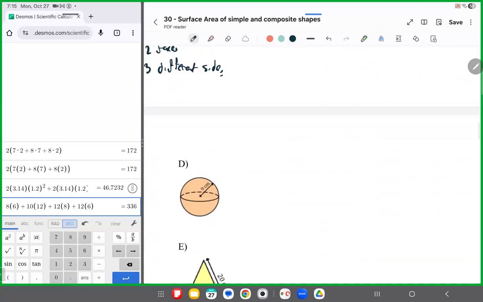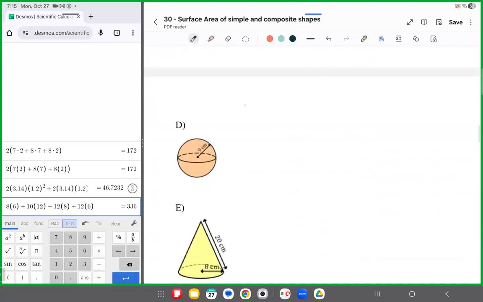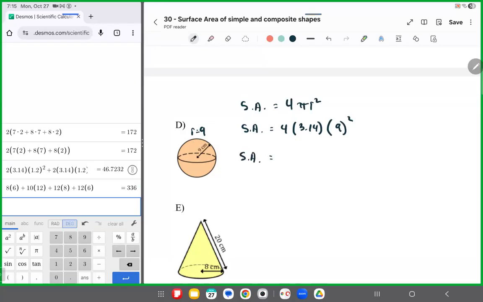Next one's a sphere. This is by far the most pleasant of them. The surface area of a sphere is equal to 4 pi r squared. That's it. 4 times the area of a circle. Okay, so here it's worth noting that the r is equal to 9. So our surface area will be equal to 4 times 3.14 times 9 to the power of 2. So we like seeing spheres. Spheres are by far the easiest one to do. Times 9 squared. Okay, so our surface area is going to be 1017.36, and this is going to be in centimeters squared.